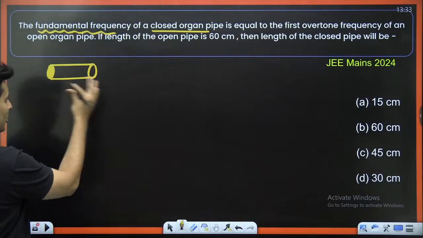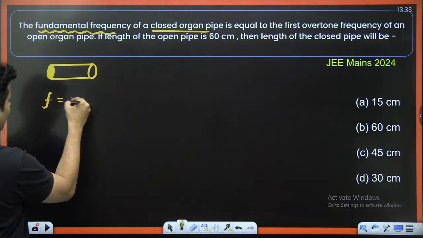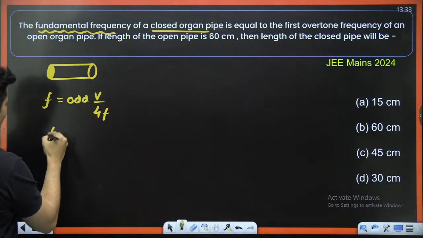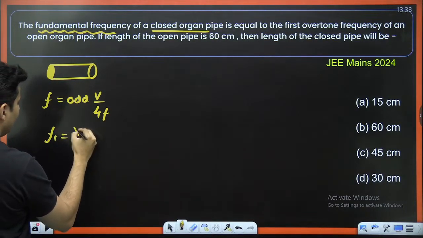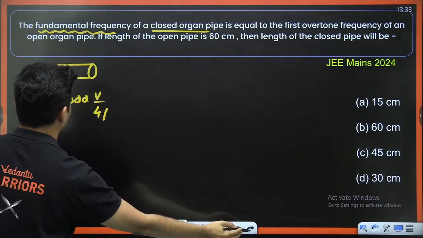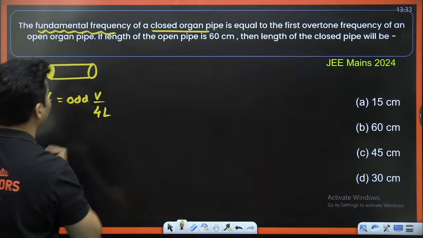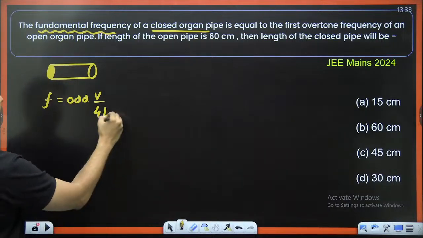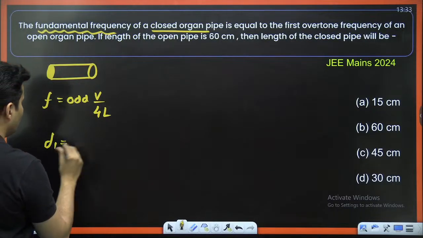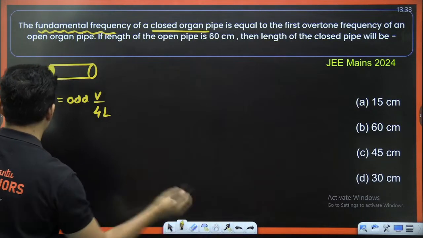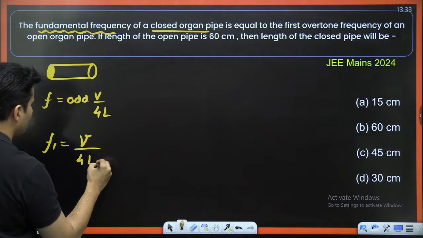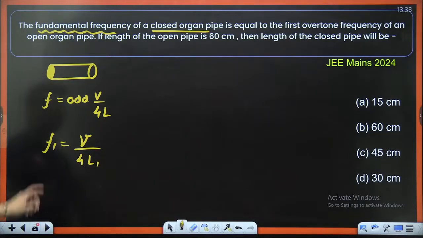So if it is closed open, then the formula for frequency is odd times V by 4L. So the fundamental frequency will be V by 4L, sorry, I put V by 4F. V by 4L, and I will call the fundamental frequency F1. Odd number will be 1. So V by 4 times L1. This is what it is.